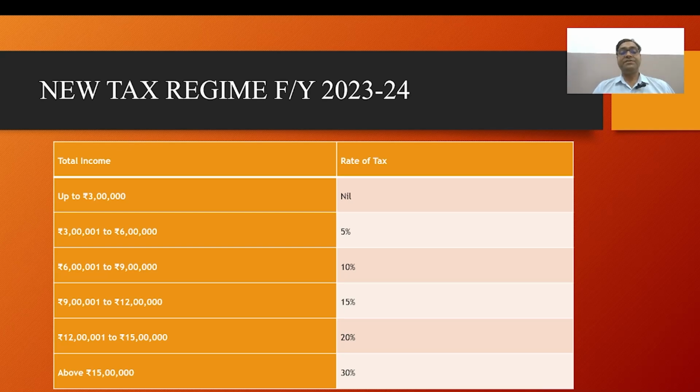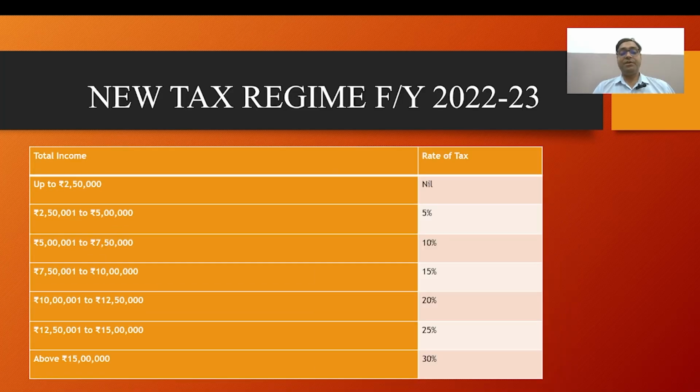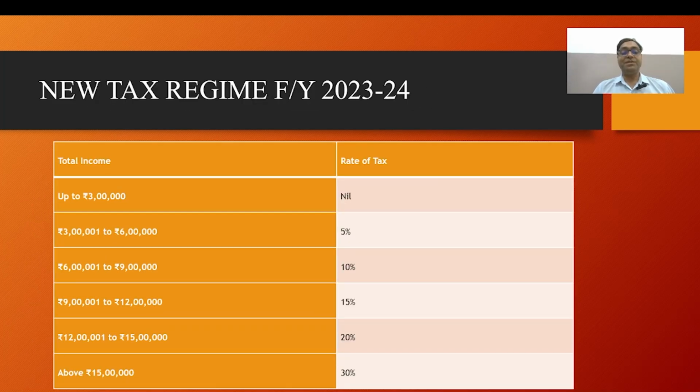But there are some small changes: 3 lakh, 2 lakh, and 3 lakh to 12 lakh to 15,000, here is the 25,000. New slab is the 20%.